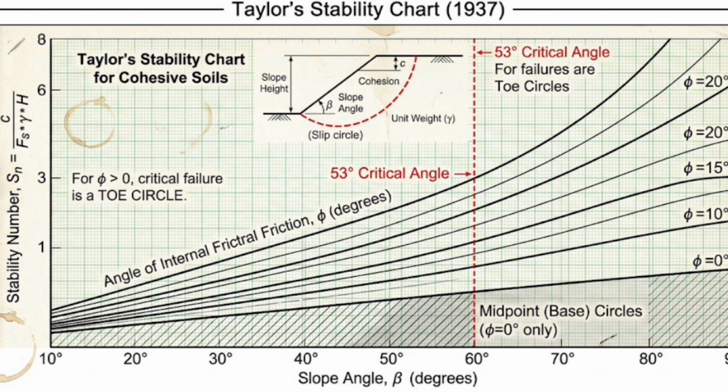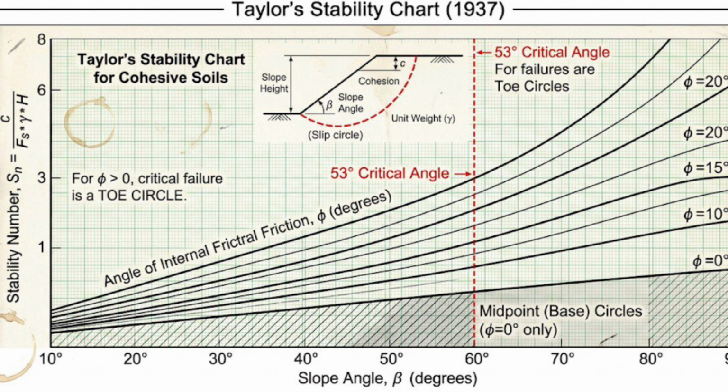He created what we now call the Taylor Stability Chart, a tool that turned the messy reality of slope failure into a clean, elegant mathematical reference. In geotechnical engineering, the factor of safety is the holy grail. It's the thin line between a project that stands for a century and a disaster that makes the evening news.